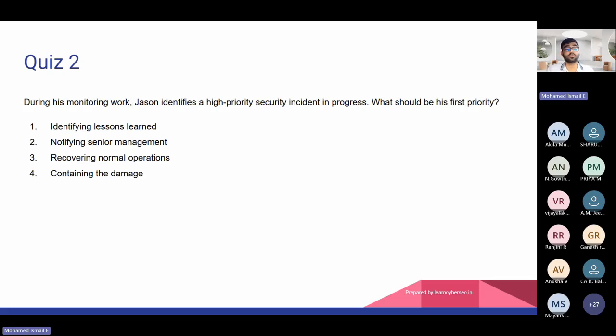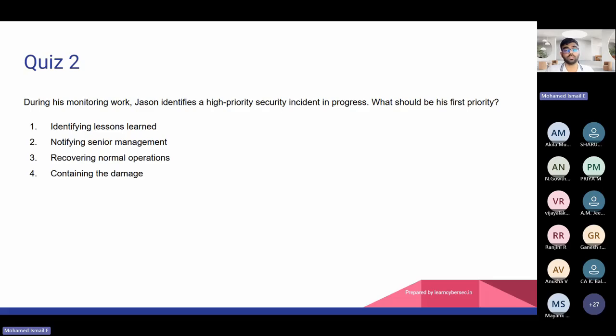Okay, so for this question, I will apply one by one how I answer it. Identifying lessons learned. This will not be the answer, because Jason already identified there is a high priority security incident in progress. He hasn't learned it fully. He doesn't know when it started, what's happening, when it's going to end, what data was stolen. He just knows a high priority security incident is happening, the hacking is happening through logs. Identifying lessons learned is not matching, because it is the last process.